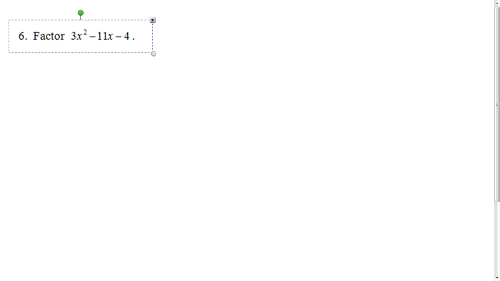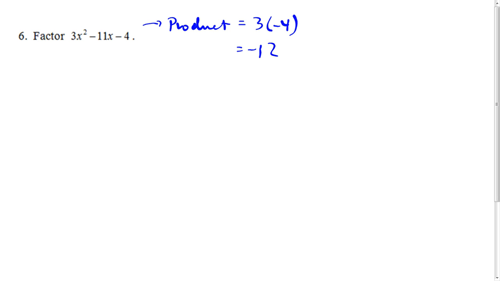This one right here, no shortcuts on this one. Your product is going to be 3 times negative 4. So that's going to equal negative 12. Your sum that we're looking for is going to equal negative 11. So factor pairs here, and since the 11 is negative, we're going to put the negative on the larger partner. So here are all your factor pairs of 12. We want one that adds to be negative 11.